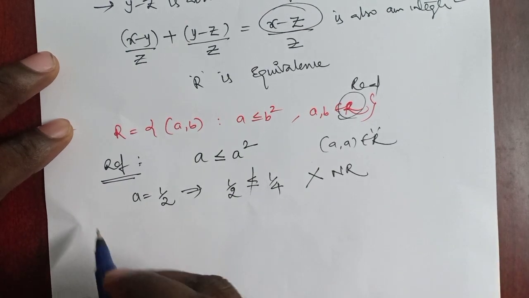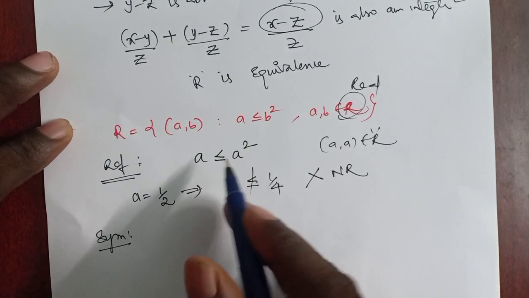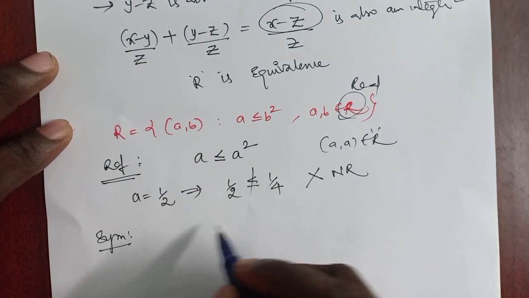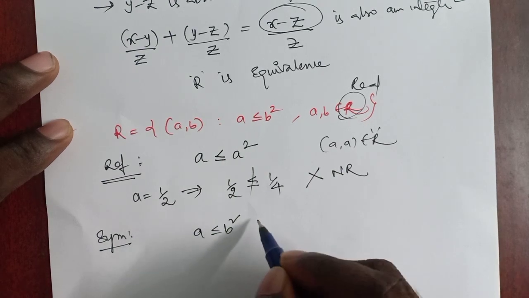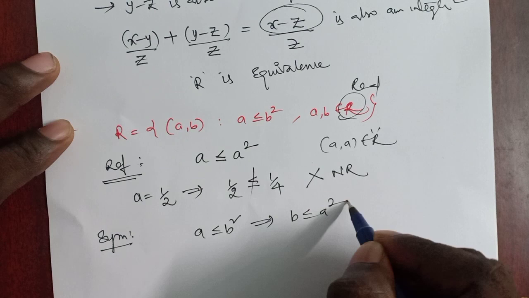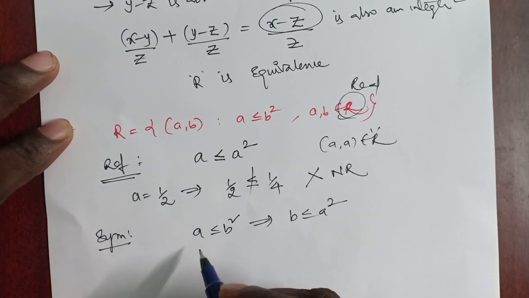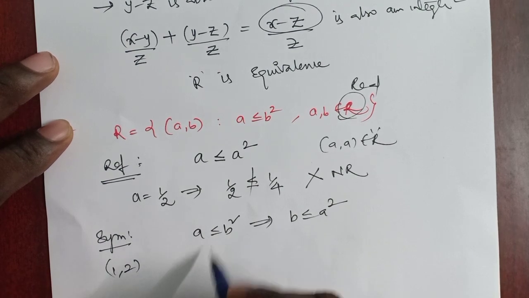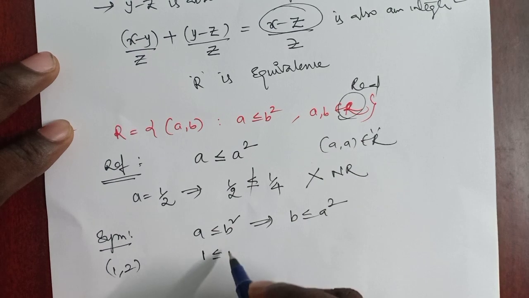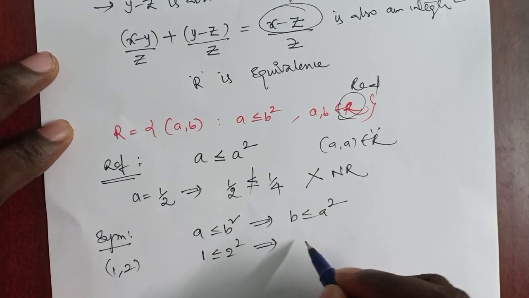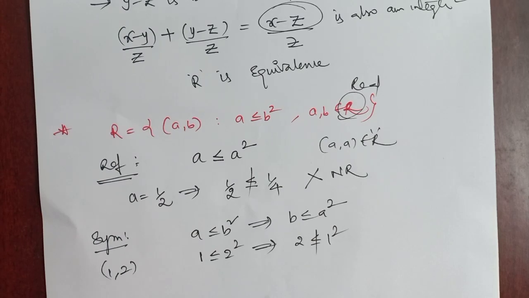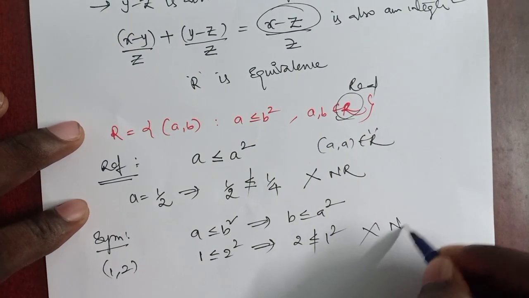Now coming to the symmetric. If (a, b) belongs to R, then (b, a) also belongs to R. Which means that a less than or equal to b square means that b less than or equal to a square. Suppose I take two values, 1 comma 2. Substitute here: 1 less than or equal to 2 square, okay, no problem with this, but 2 less than or equal to 1 square is not possible. So clearly it is not symmetric.